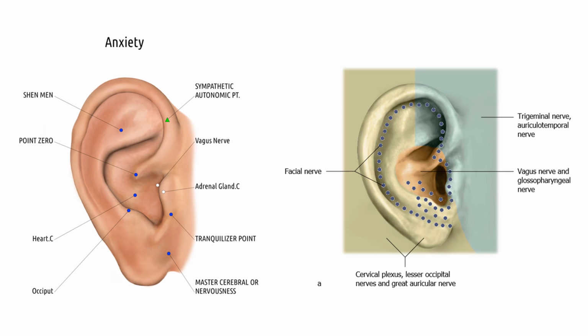And then I wanted to show you typical acupuncture treatment for anxiety on the left there. I just snagged this picture off of the internet. It's just a basic auricular treatment for anxiety. So we look at some of those words there. It might look interesting at the top left, Shen Men. We'll look at that in a minute. It's basically just like spirit. Point 0, heart, occiput, master cerebral or nervousness point, tranquilizer point, adrenal gland, vagus nerve, and sympathetic autonomic point. And you can kind of see where those would correlate to what we know on the right for our nervous system. So just kind of an interesting note here how the points correlate.